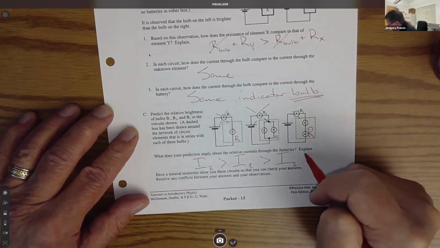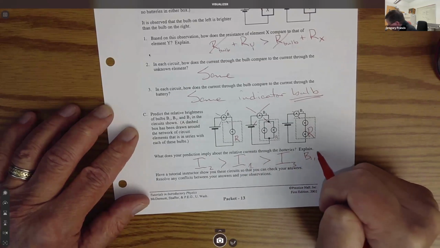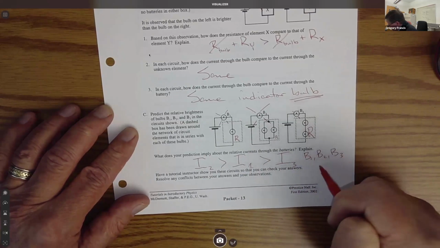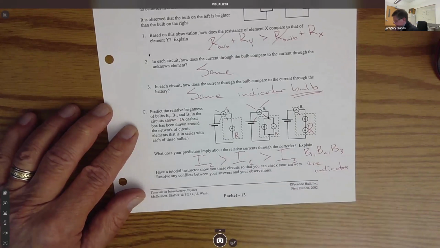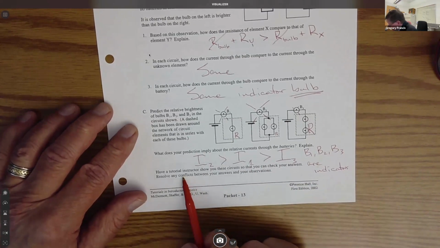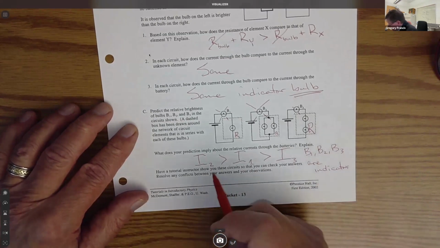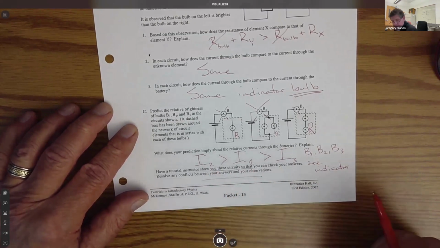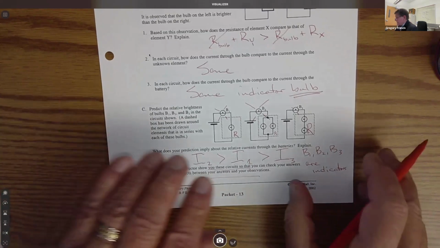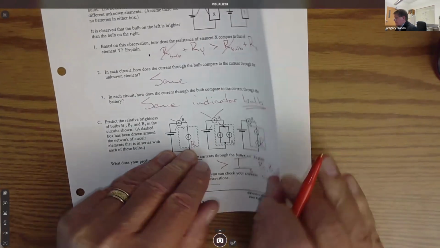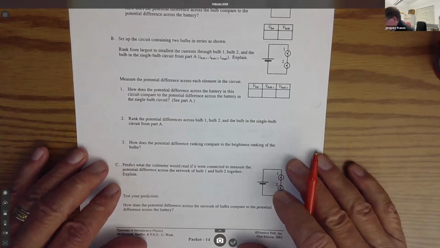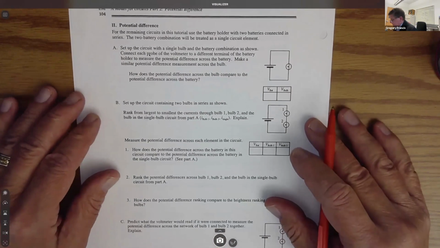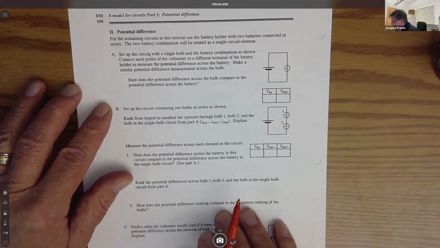And that's because B1, B2, and B3 are again indicators. They tell us what's flowing through the battery. We saw these circuits both in class and in last week's tutorial, so we're just going to skip right over that. Now we're going to get into the meat of this tutorial, and that's measuring potential difference.